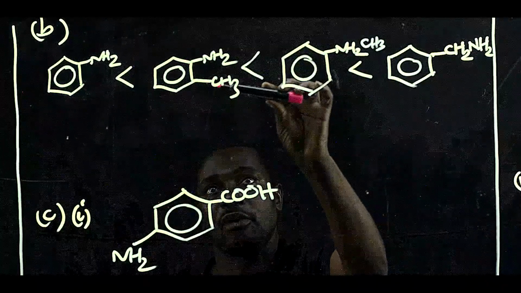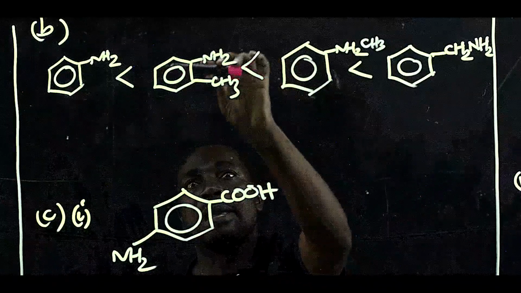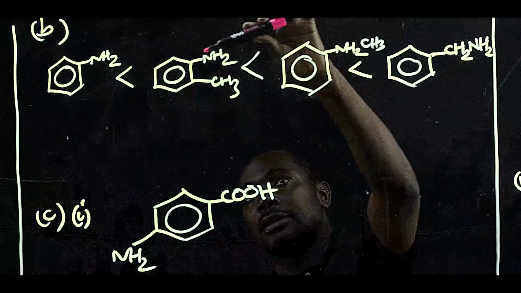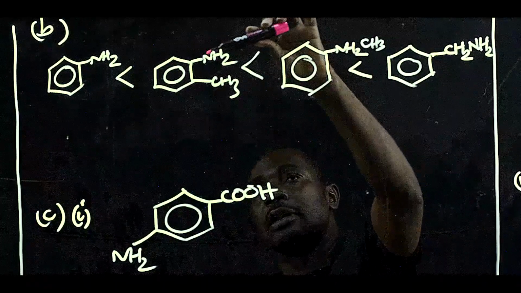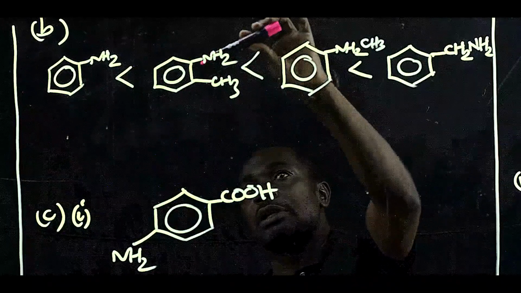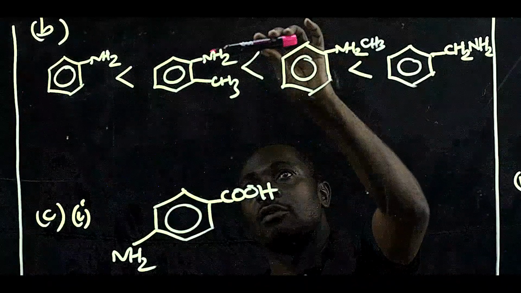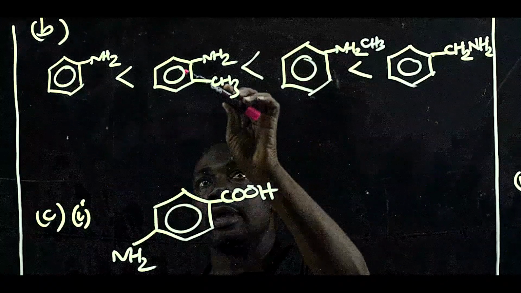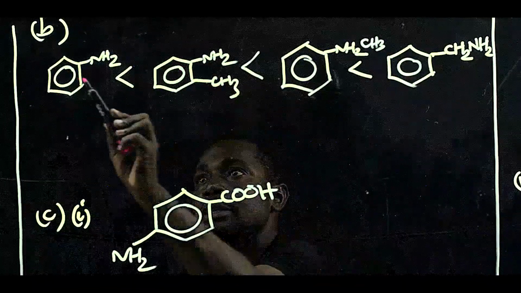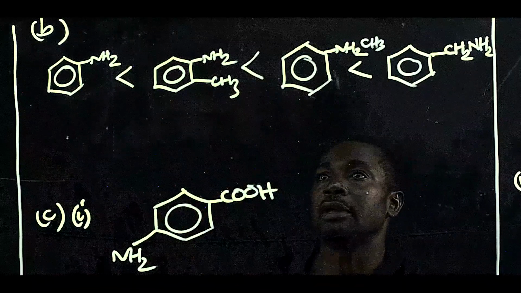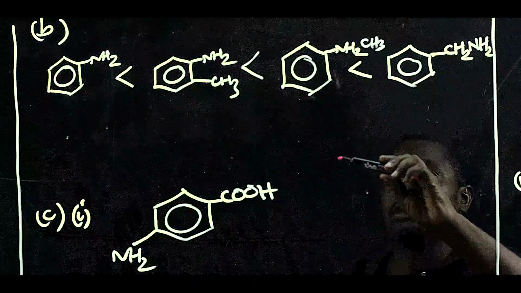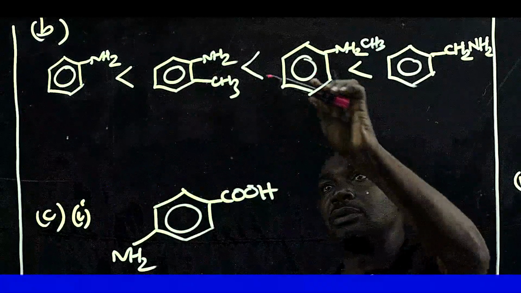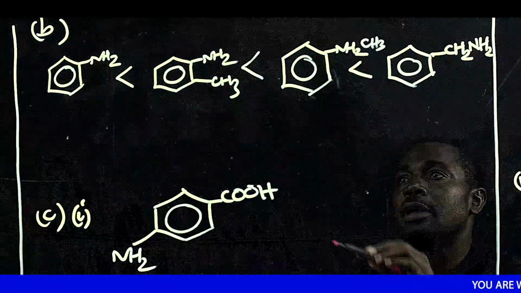So the tendency of the methyl group to release electrons to the benzene ring by positive inductive effect stabilizes the lone pair of nitrogen of the amino group, which results in a higher ability of donating the lone pair than this aromatic amine. So the second aromatic amine is more basic than the first one. The third one is more basic than the first one and the second one.